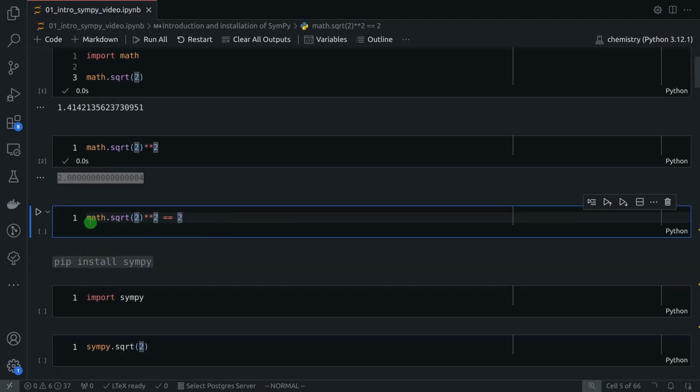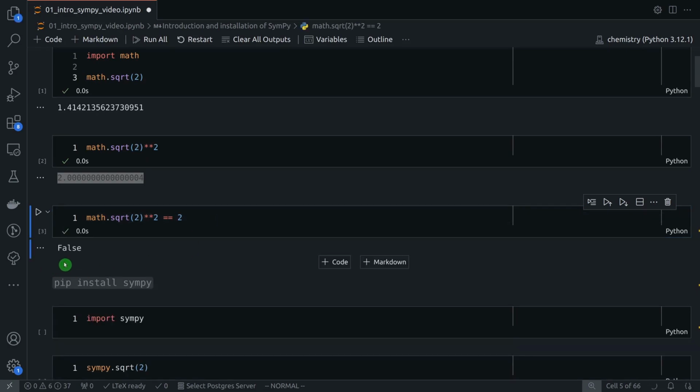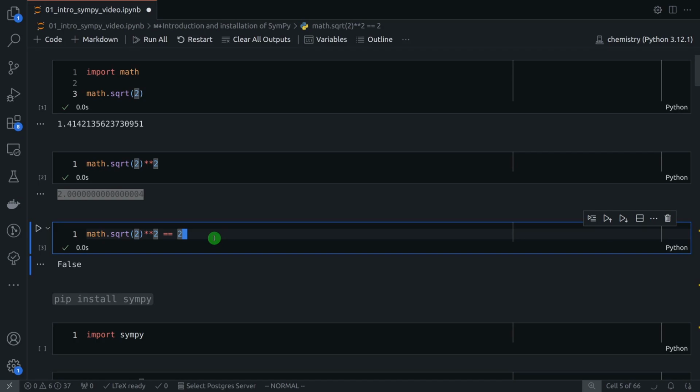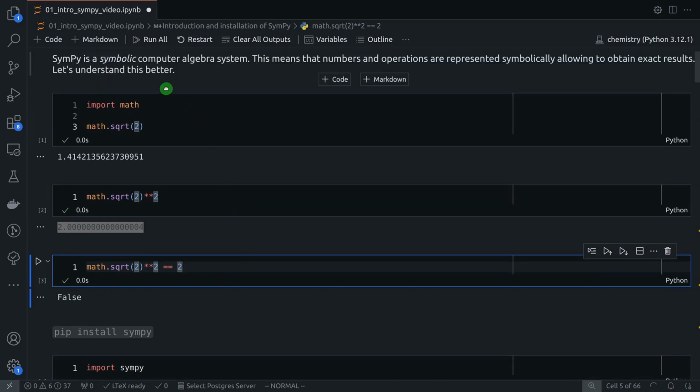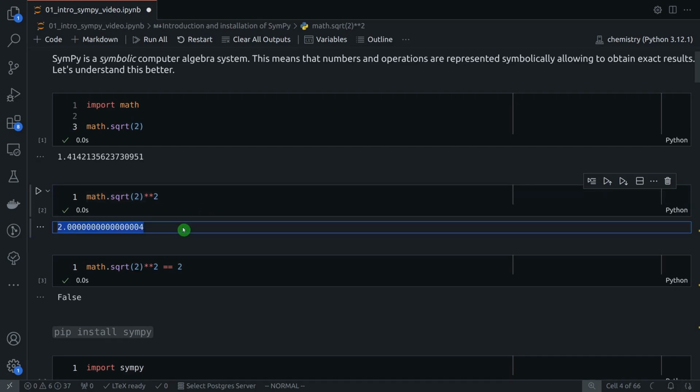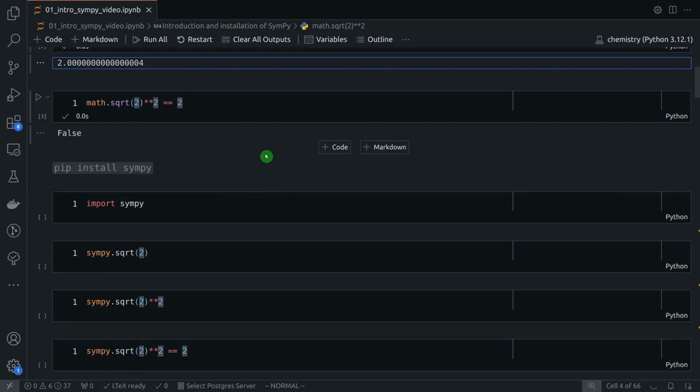And if we try to make this equality, we have the result False, because 2.0000004 is not equal to 2. And this is something that beginners are sometimes not aware of and can lead to problems in their calculations and their code. You have to be aware of floating point errors, and this is a case of floating point errors. Computers deal with float numbers in a way that sometimes can be misleading. That's why in some contexts it makes sense to use symbolic computer algebra systems. And this is where SymPy shines.